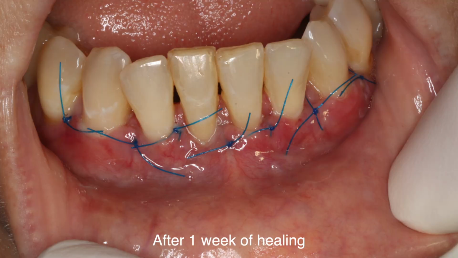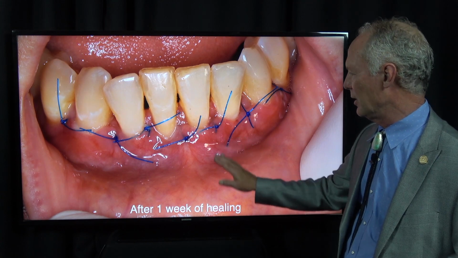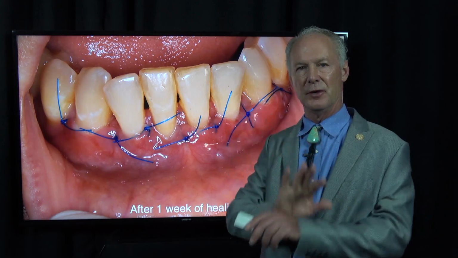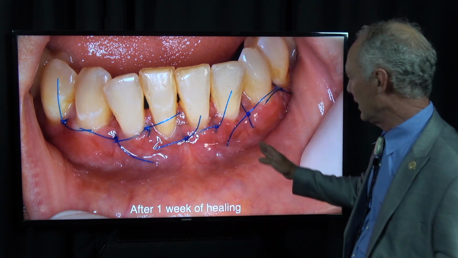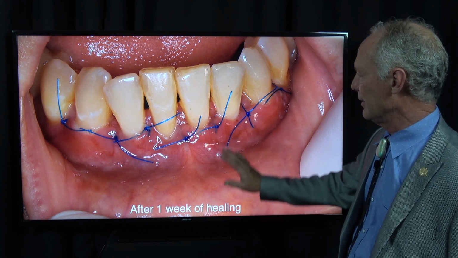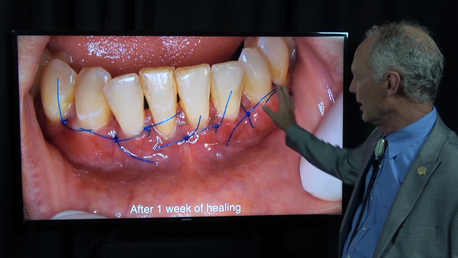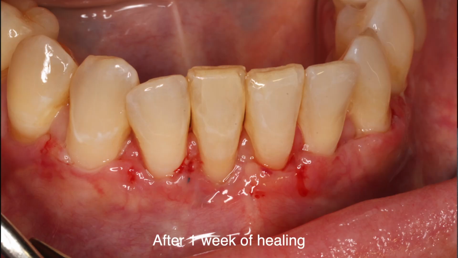This is after a week of healing. Now you have to remove this Prolene after 1 week of healing. If you let it sit 2 weeks, you're going to have to anesthetize the patient because the tissue grows over the Prolene. It's not like gut suture that dissolves. So you've got to have them back in a week and remove the suture, or you'll have to anesthetize it to remove it because the tissue will have grown over it. This after a week of healing.